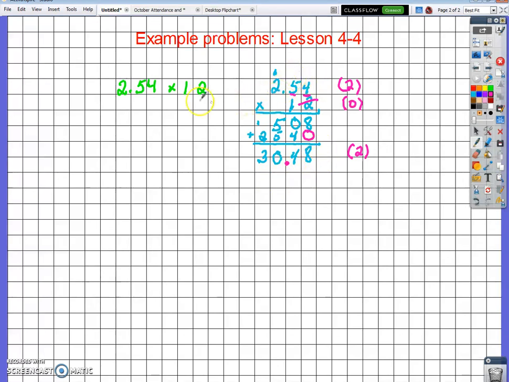And again, we could estimate this. We could look at this and say, well, 2.54 is almost 3, and 3 times 12 is 36. So our answer should be close to 36. I think 30 is relatively close. It's not perfect, but it's a pretty good estimate.